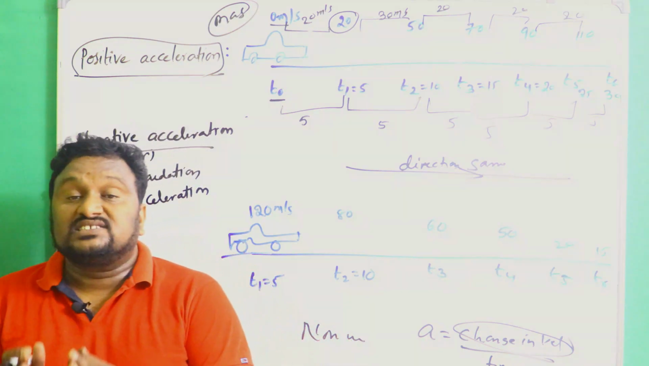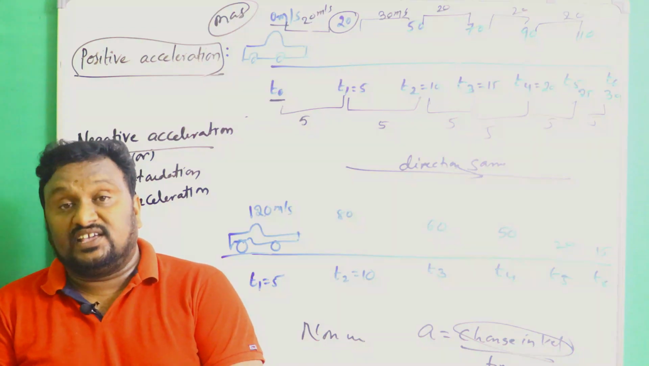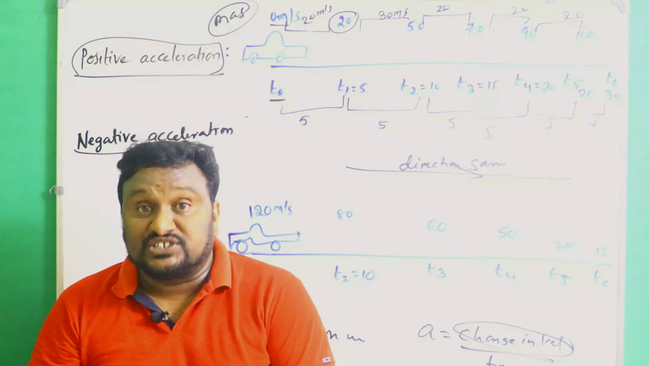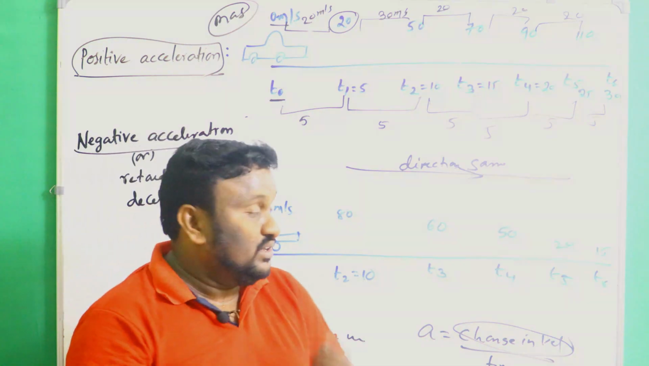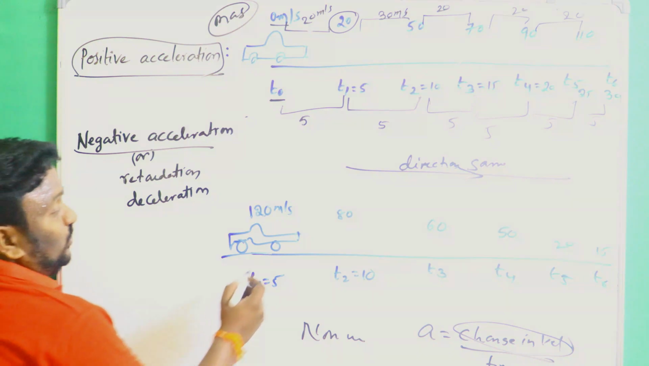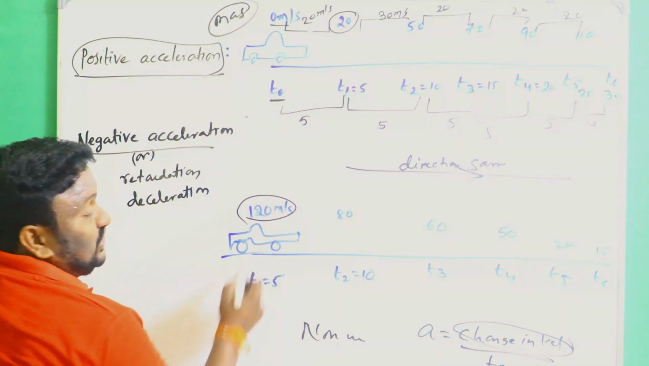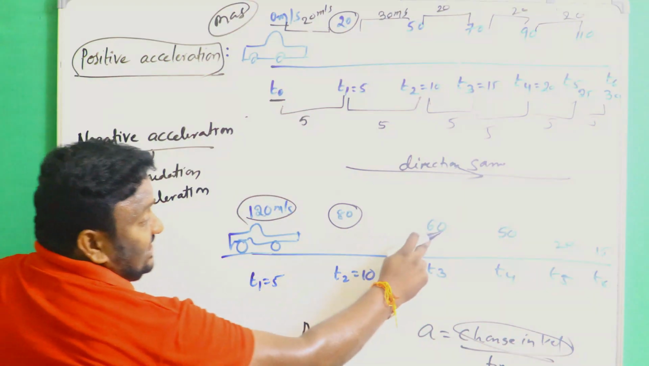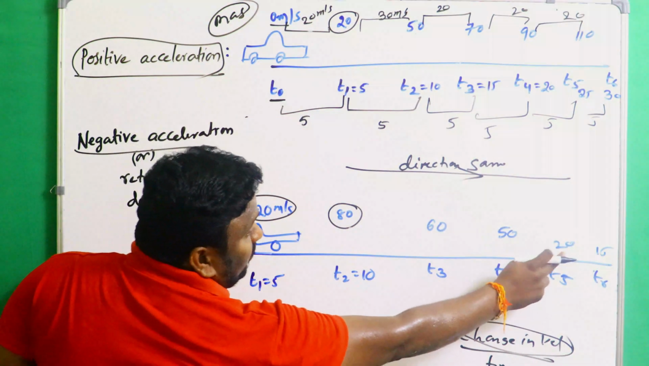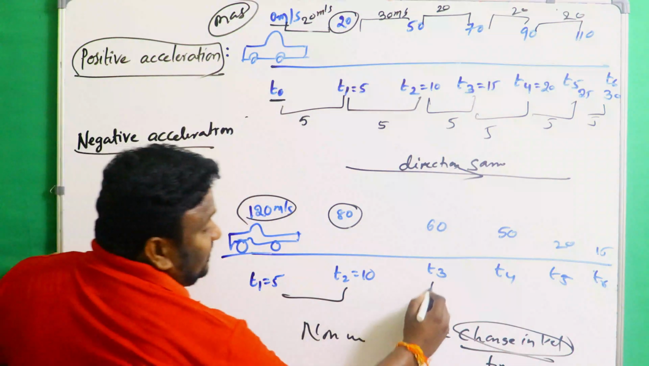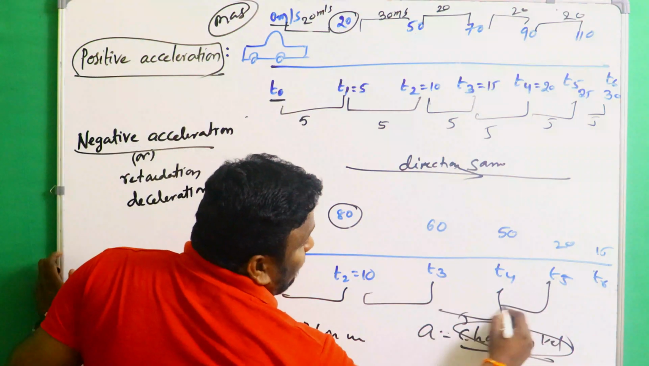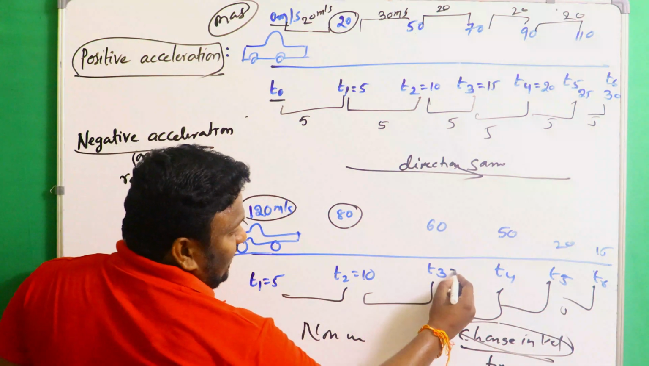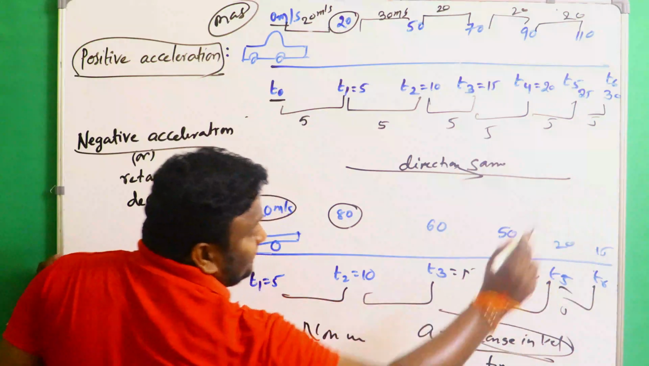When the magnitude of velocity is decreased with respect to the time, then the acceleration is said to be negative acceleration. Look here, in this case we take the initial velocity 120, and for the next time interval, next 80, next 60, next 50, 20, 15, like that. So every time we observe the time interval is 5, equal intervals of time. As like this we can take 15, 20, 25, like that.